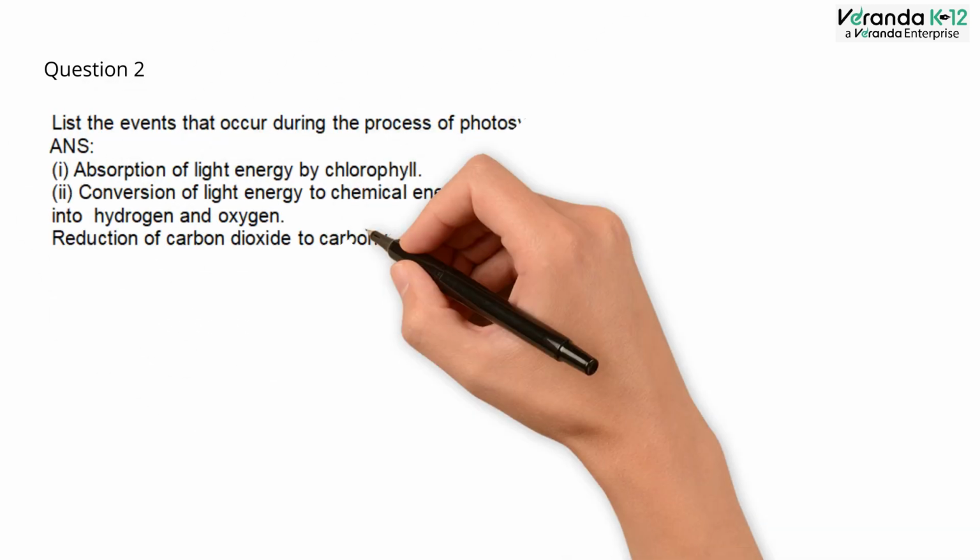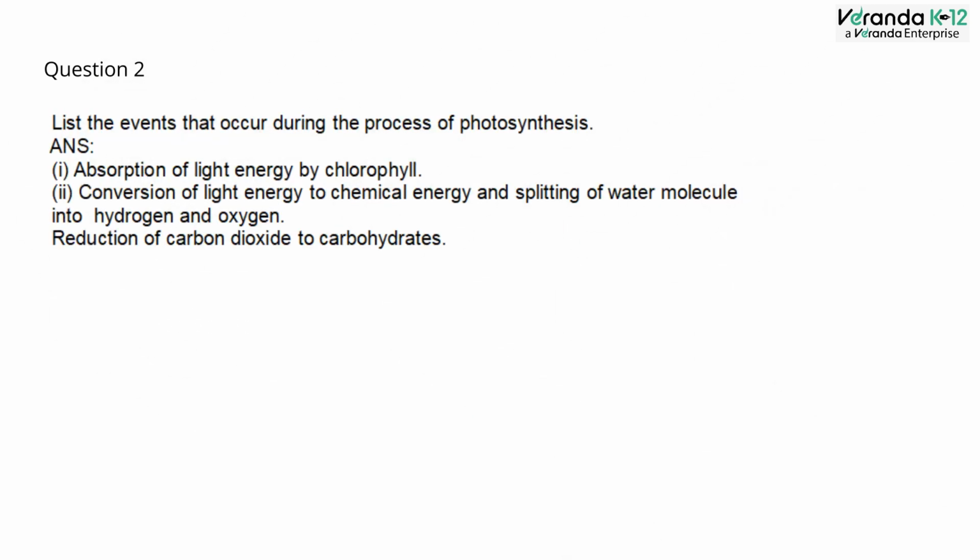Question number 2. List the events that occur during the process of photosynthesis. Solution. Absorption of light energy by chlorophyll, conversion of light energy to chemical energy, and splitting of water molecule into hydrogen and oxygen, reduction of carbon dioxide to carbohydrates.